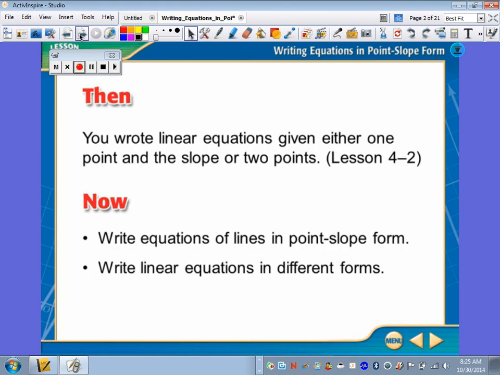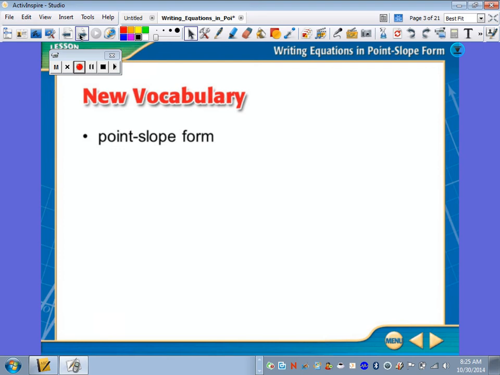Basically what we've done in the past is we have written linear equations given either one point and the slope, or given two points where you found the slope and then used one of the points. What we're going to do now is write equations of lines in point-slope form, and then write linear equations in different forms. Our only vocabulary here is point-slope form. Guys, probably of all the ways you write it, this is the easiest way. You need slope and a point and you're good.